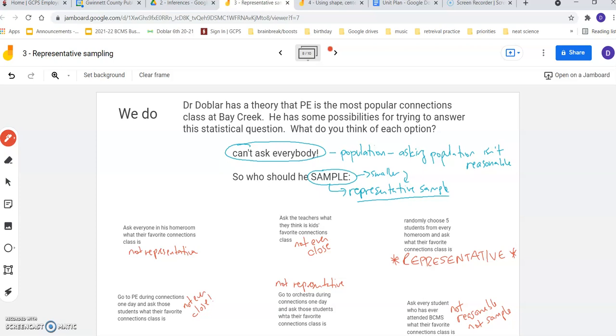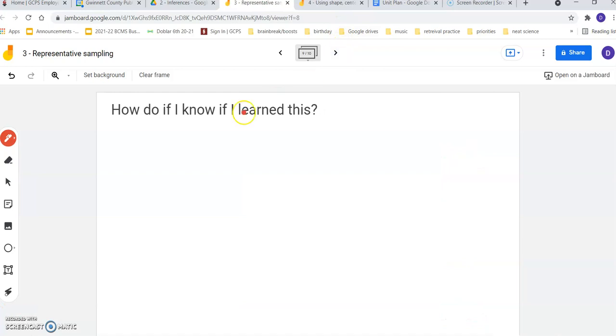So y'all, that's how you find a representative sample so that you don't have to ask a whole population your statistical question. I hope that started to make some sense to you. I forgot to do this time. Let me pause and do that now.